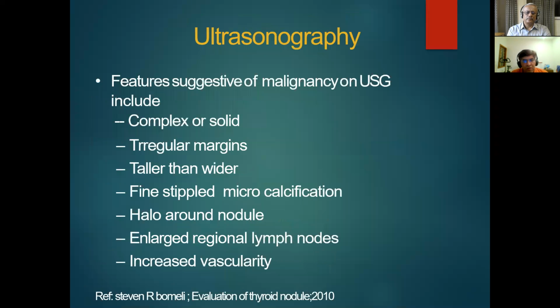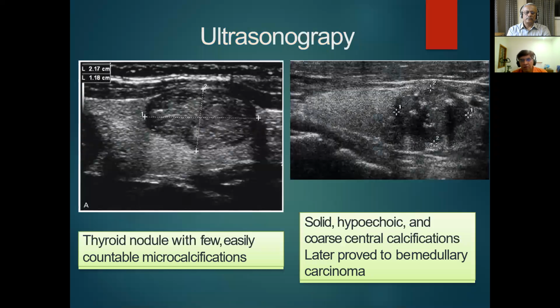The features suggestive of malignancy on ultrasound include whether the swelling is complex or solid, and whether the margins are irregular or regular. Irregular margins suggest malignancy, and a swelling taller than it is wide can be more towards malignancy. Microcalcifications, a halo around the nodule, enlarged regional lymph nodes, and increased vascularity point towards malignancy. So these are the microcalcifications noted here.